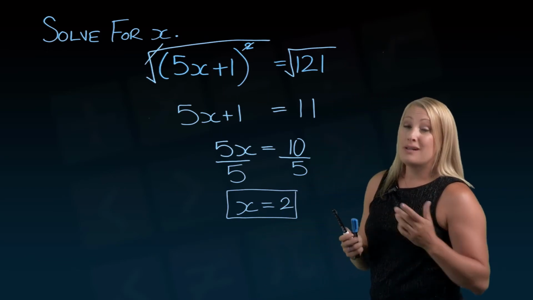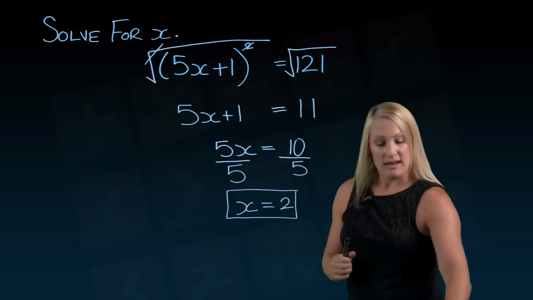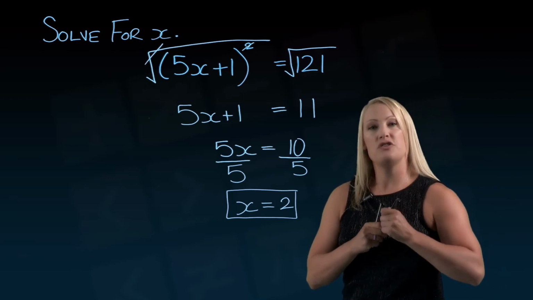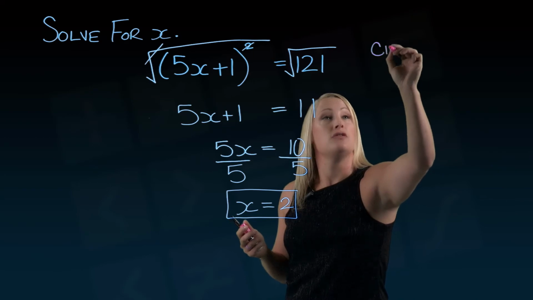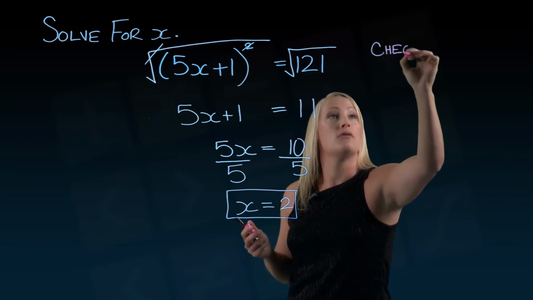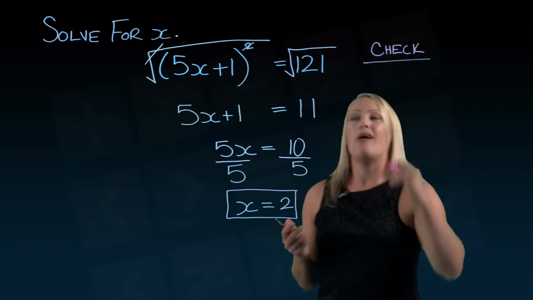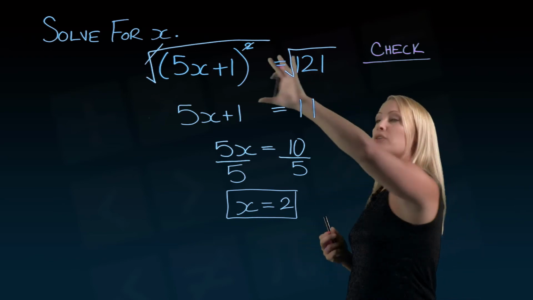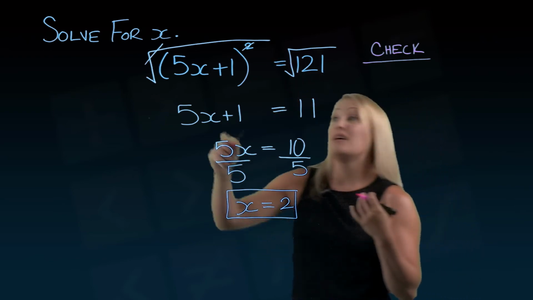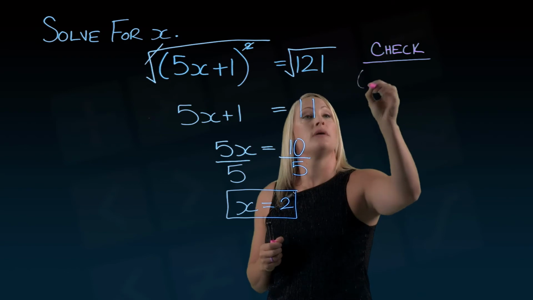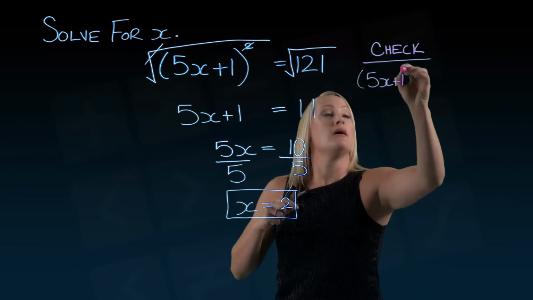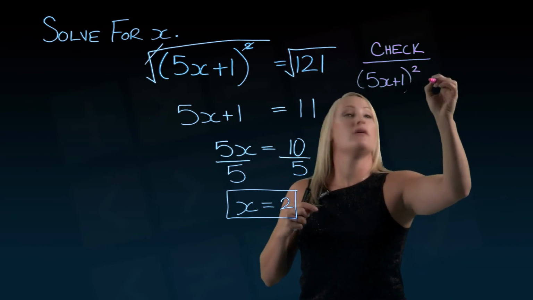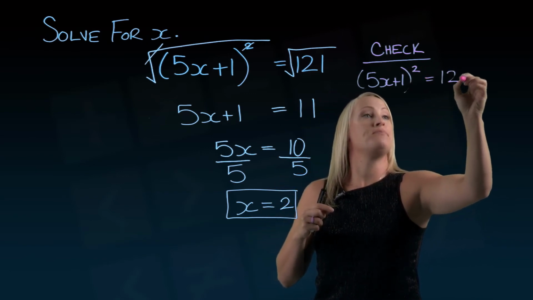And what I'd like to do quickly now is just do a quick check. It's not something we did for our other questions, but you could do it for any question. I'm going to do this in a different color for you. Basically, all a check is I'm going to rewrite the question as it was given to me originally. So this: 5x plus 1, and that whole thing is squared, equals 121.